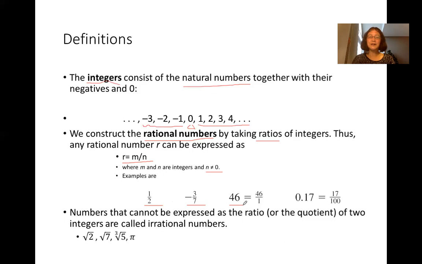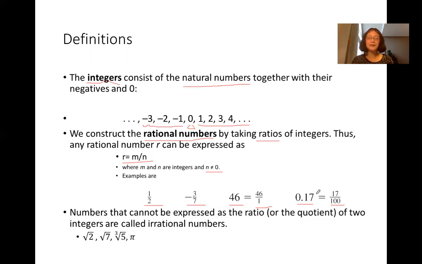46 can be categorized as a natural number. It is a natural number, but at the same time, it is also an integer, and it is a rational number because it can be expressed by the ratio 46 over 1. The decimal number 0.17 is also a rational number. It can be expressed by a ratio.